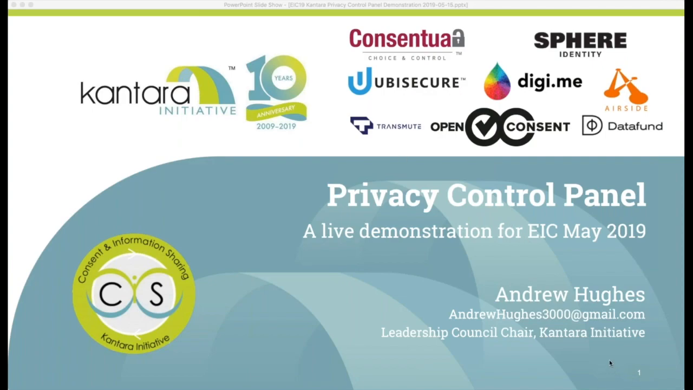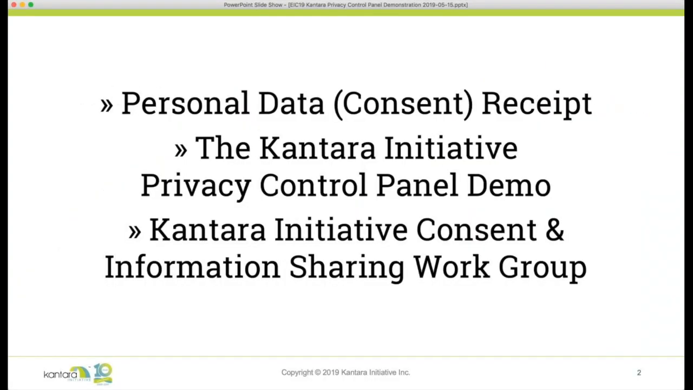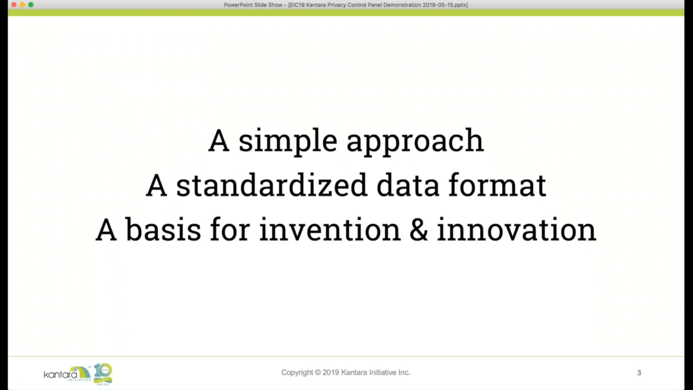Okay, so Privacy Control Panel. What we covered in the presentation is really these three things: this concept of a personal data receipt, otherwise known as consent receipt, the demo itself, and then discuss the work of this working group. And this is the underpinning key messages for the work of this work group. So simple approach, standardized data format, and then do what you will, invent, innovate. You'll see how there'll be a new data set that you can work on, and I can't wait to see the explosion of applications that come out of this.